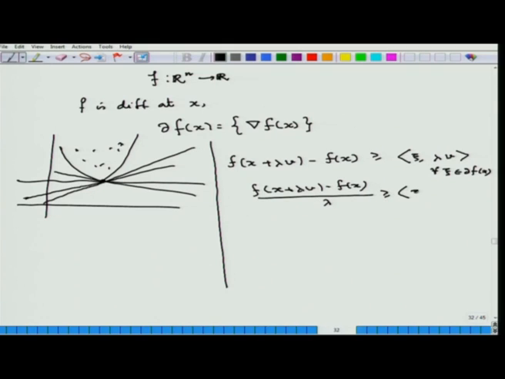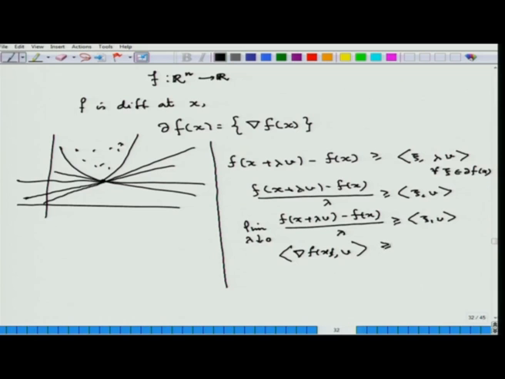You can use Taylor's theorem or the differentiability definition to come up with the situation that if I now take the limit as lambda tends to 0 from the positive side, what you will finally get is this. And by differentiability, this is nothing but grad f(x) inner product v. So, the directional derivative is the gradient in the direction v, the direction of taking the derivative.